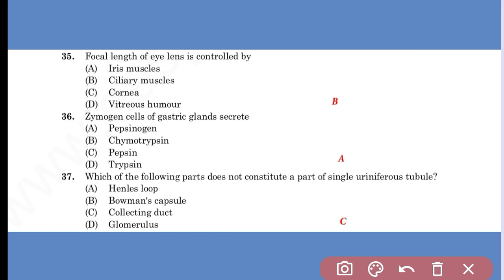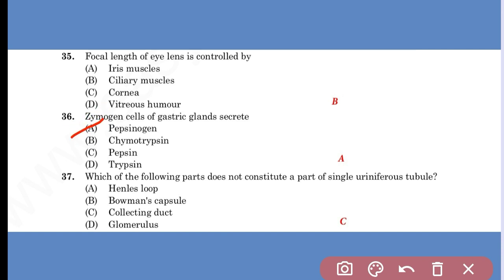Then the next question: zymogen cells of the gastric gland secrete? Zymogenic cells of a gastric gland secrete pepsinogen. Pepsinogen is secreted by gastric chief cells as a proenzyme and then converted to pepsin. So option A is the answer to it.